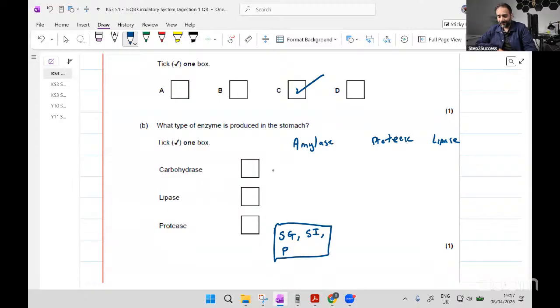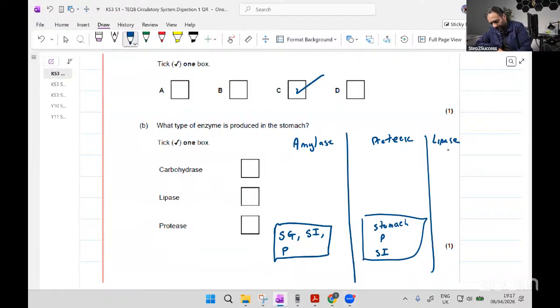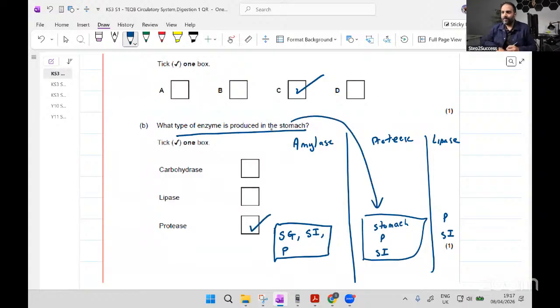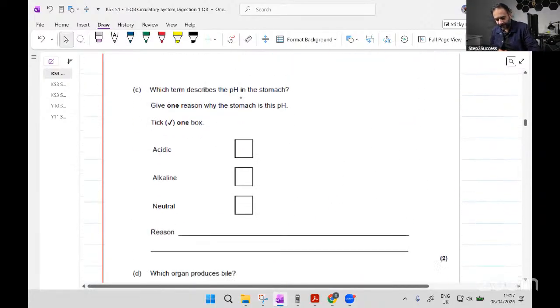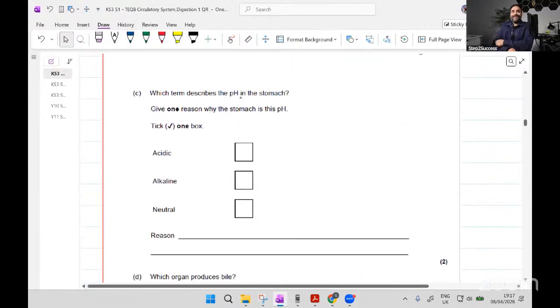I appreciate that's just letters. Protease is produced in the stomach, the pancreas, and the small intestine. And then lipase is produced in the pancreas and small intestine, which means when it says which type of enzyme is produced in the stomach, if you know this, then you know that protease is the one that's produced in the stomach.